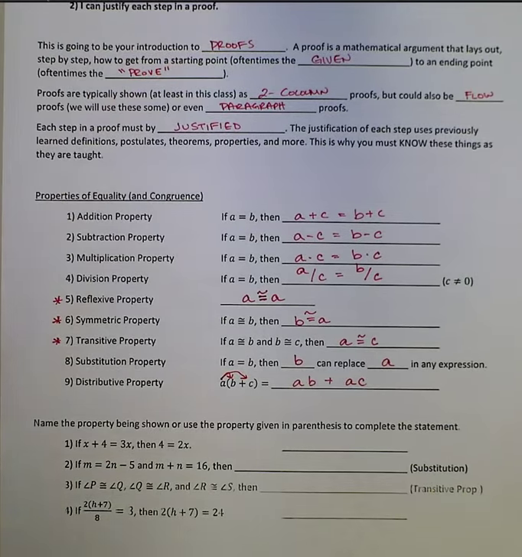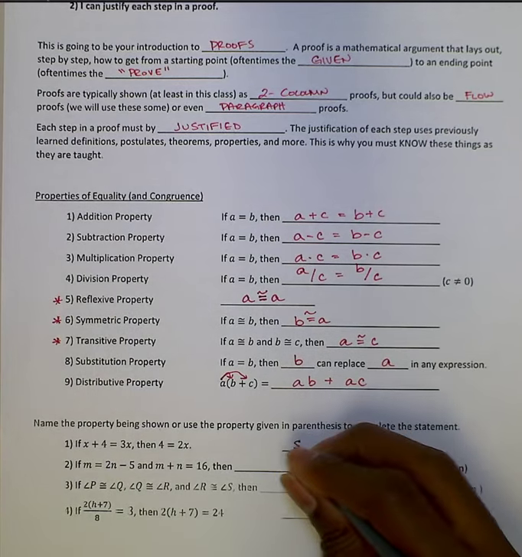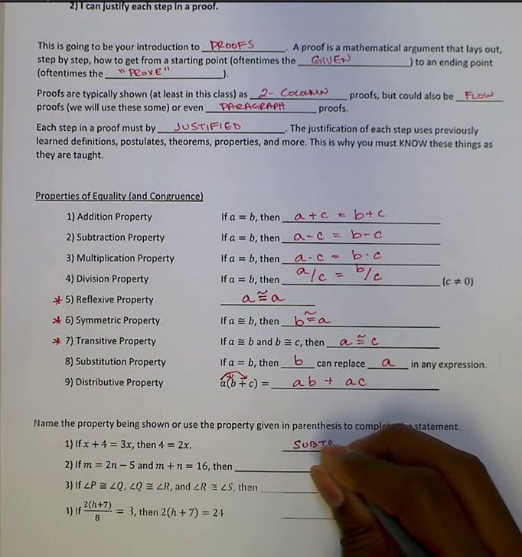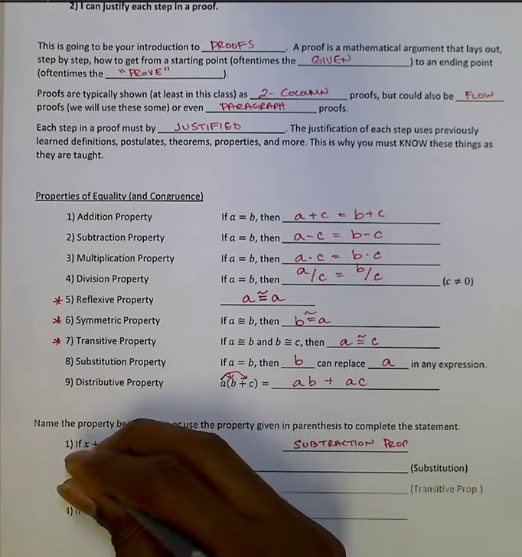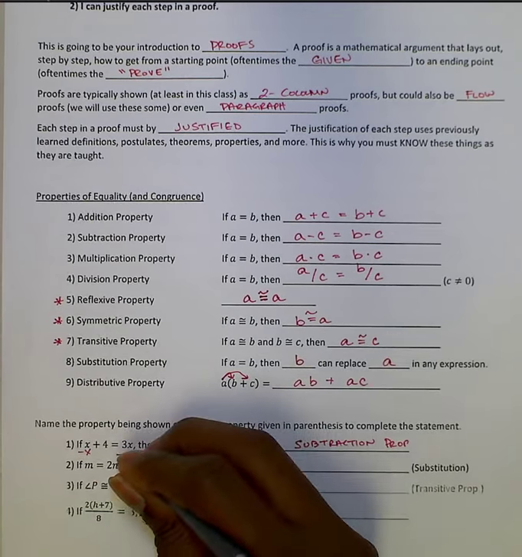Now this bottom section, they want us to name the property being shown or use the property given in parentheses to complete the statement. So for this first problem, we have x plus 4 equals 3x. If x plus 4 equals 3x, then 4 equals 2x. What's happening? Most of you have noticed that we lost the x on one side, now we have 2x on the other side. Well, what did we do? We did the subtraction property. What we said was, hey, these two are equal, so if I take x from both sides, they must still be equal.